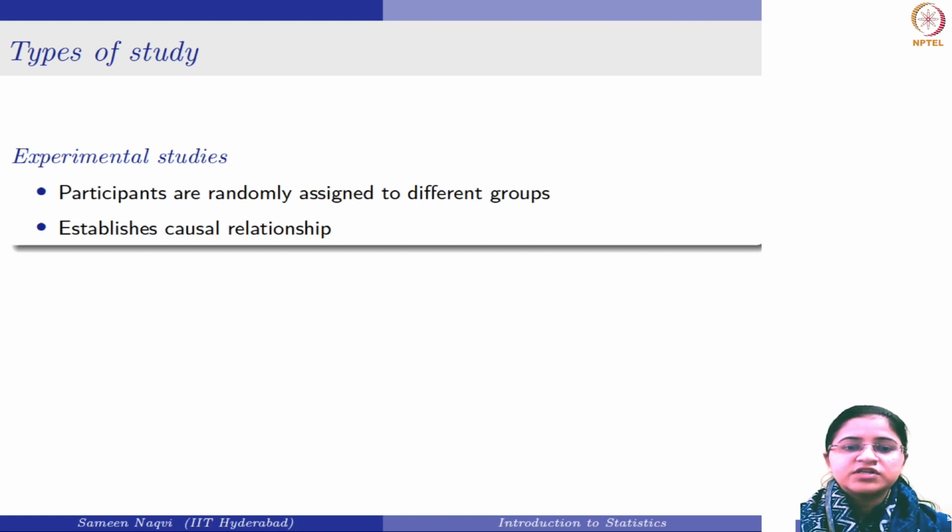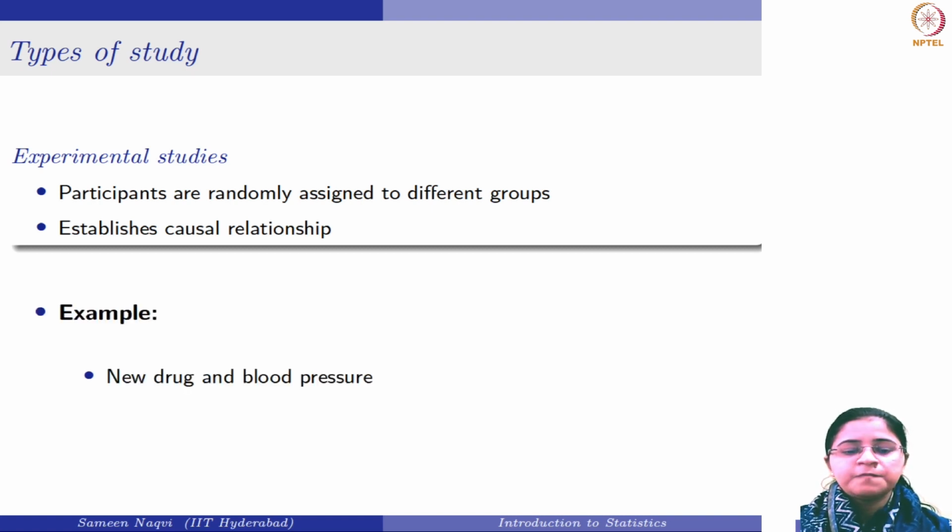And the second one is that due to this randomization, we are able to establish a cause and effect relationship. You can say that this independent variable has caused this dependent variable. You will not just say that they are associated, rather you will say that there exists a cause and effect relationship, or a causal relationship, between these two variables. To understand this, let us consider our first example.